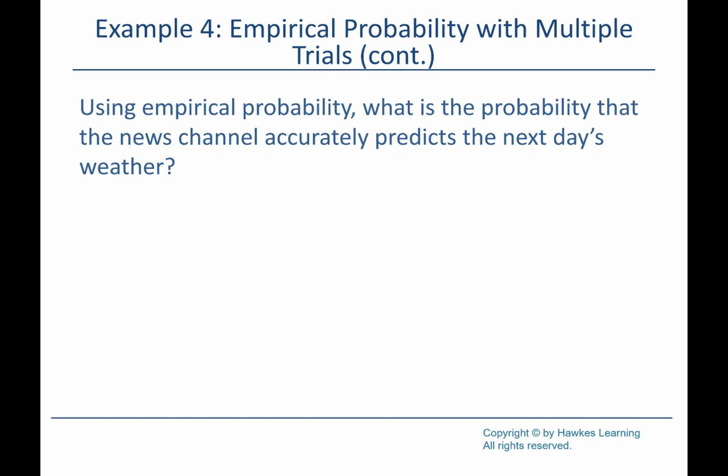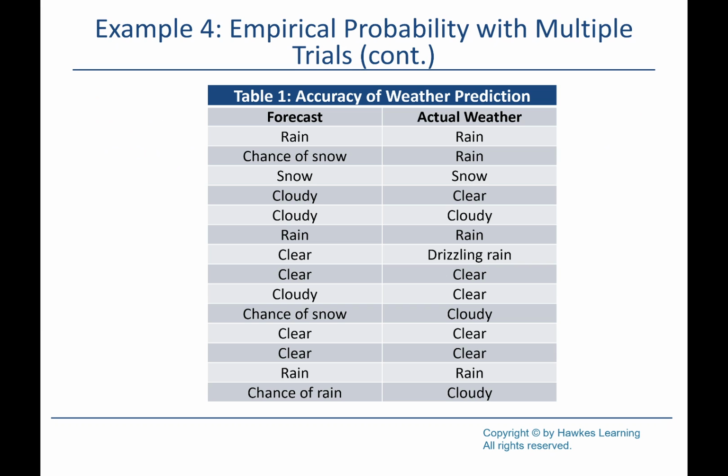Okay, so we're using empirical probability here. So what we want to do is count how many times they got it right out of how many days we checked. So let's go through our table and see how many of them match up. The first day, we'll count this one. We've got rain, rain. Second day we had a chance of snow and it rained. I guess we're not counting that one. Third day we had snow, snow, so it matched. The next one's cloudy and clear, so that one didn't match.